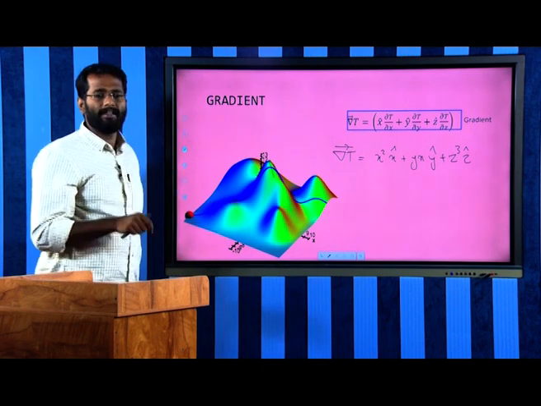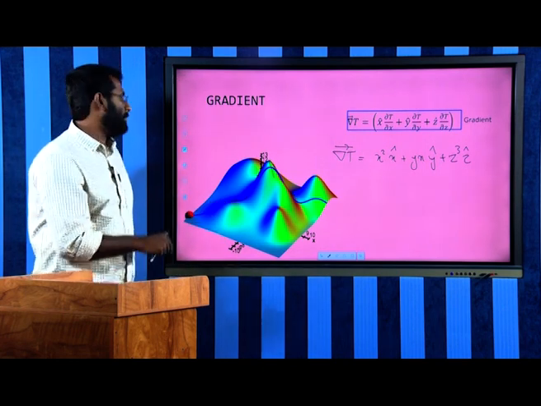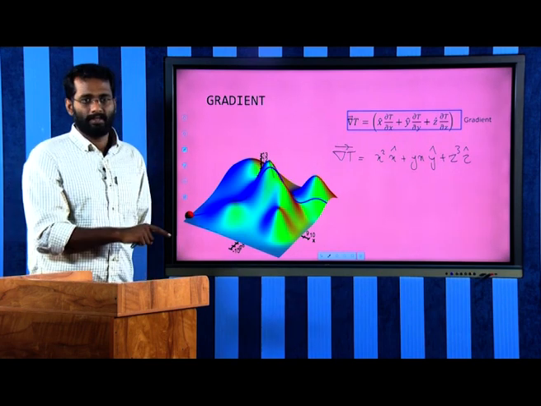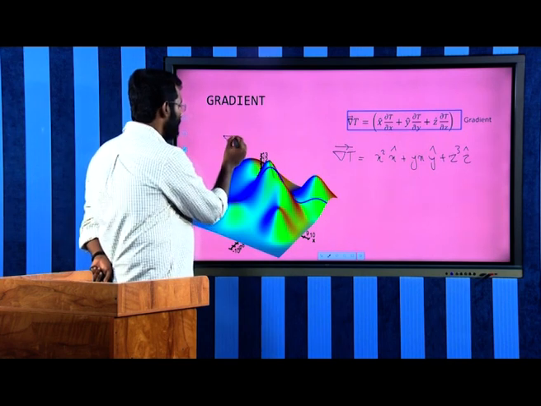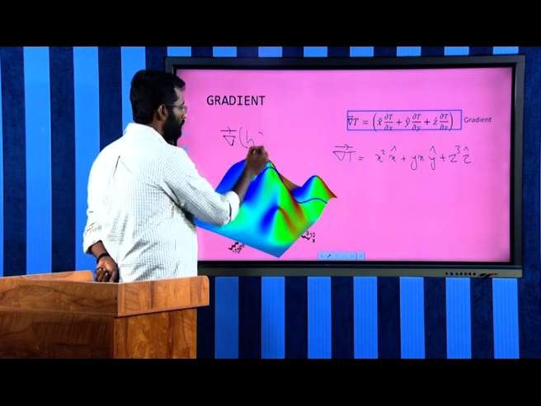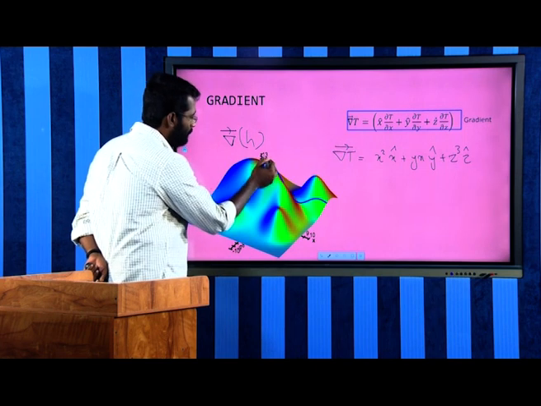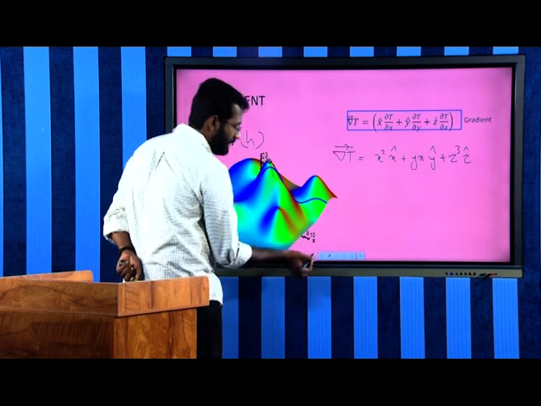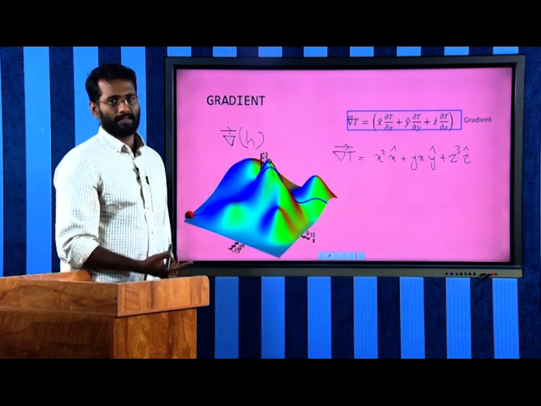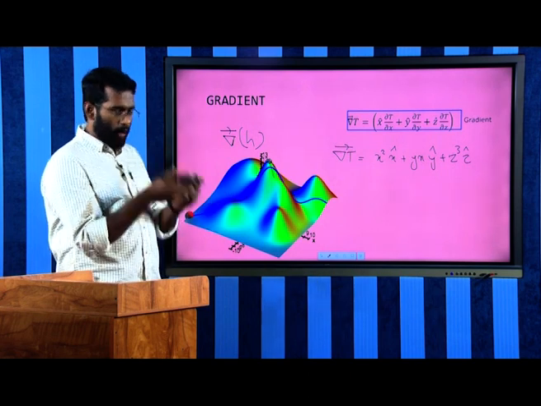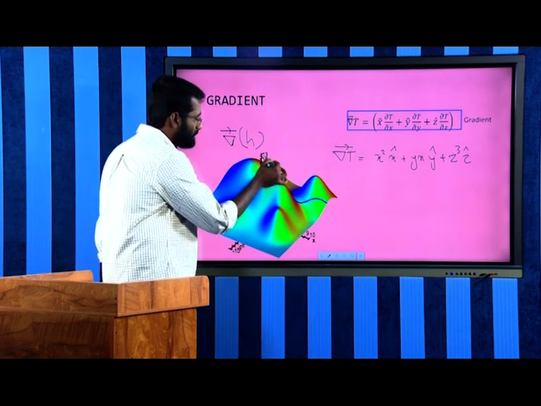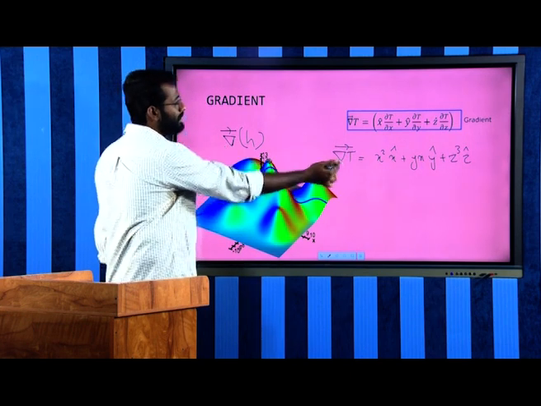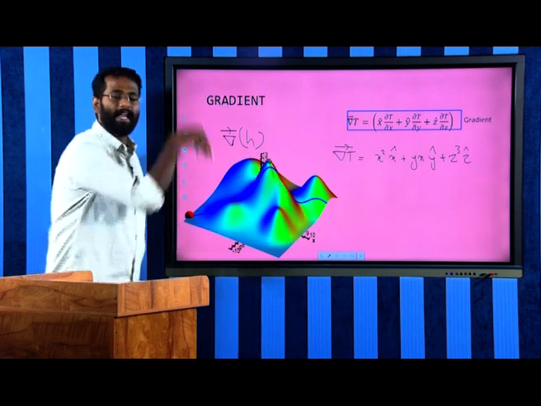So if we want to find that steepest direction from a particular point, just calculate the del T of that function at that point. In this case we can call it del H, that is, the height of the mountain is that function. If you calculate del T at this point, del T is a vector function, so at that point the del T will point towards the steepest part, probably this way. And the magnitude of del T will give you the slope along that direction.